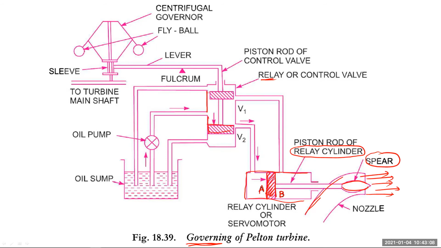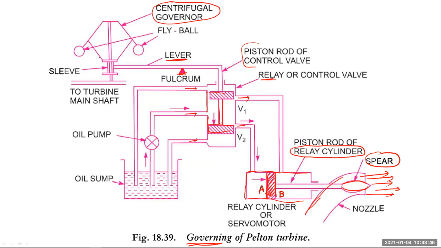Here you have two pistons. They are connected by the same shaft over here. It has three inlets, and on this side you have one, two, and this is nothing but the piston rod of the control valve, and it is hanging on this fulcrum. This lever arm is connected to the sleeve of your governor. This is your governor. Basically, it is a centrifugal governor.